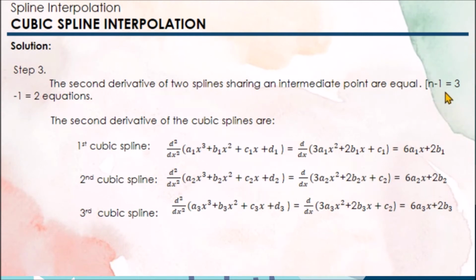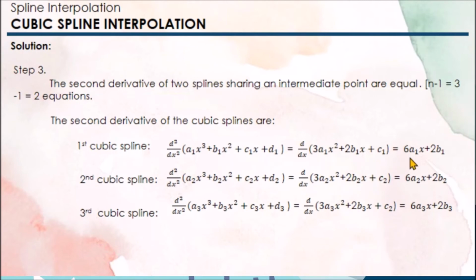So we have n minus 1 again dito. So that is 3 minus 1. Makakakuha tayo ulit ng dalawa pang equation. Kaso ang gagamitin na natin is the second derivative of our cubic spline. So ito, kanina nakuha na natin to for first derivative. So take lang natin yung second derivative nito.